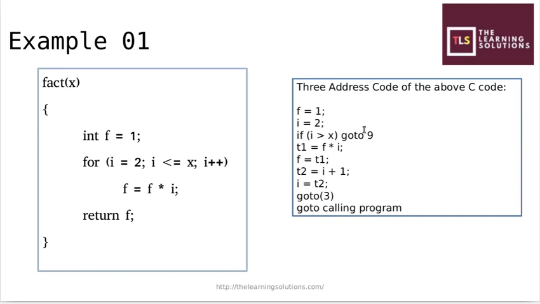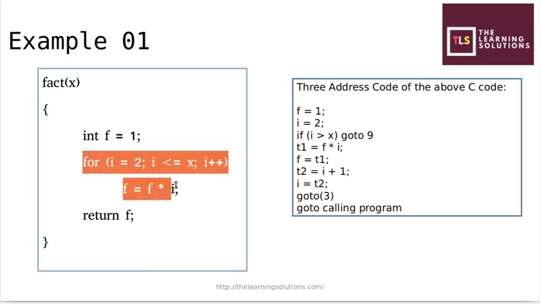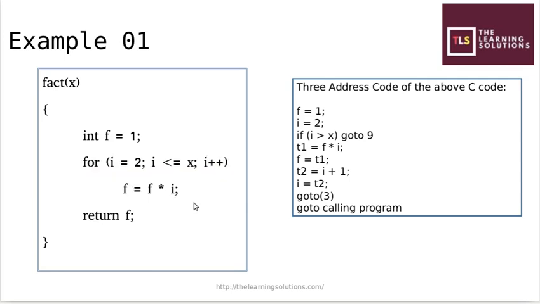I have already covered such examples in the 3 address code examples video. So please go and see how we can get the 3 address code for functions, how we can get the 3 address code for loops, while loops, switch cases, and so on.